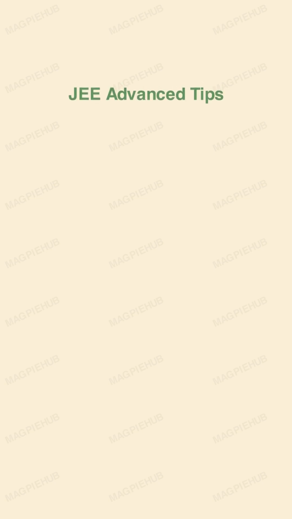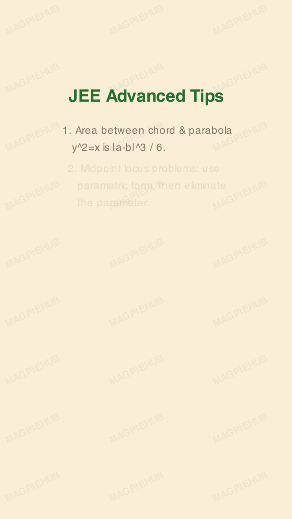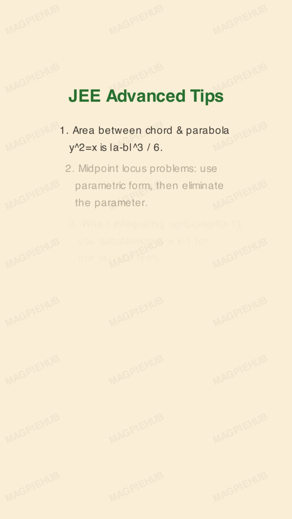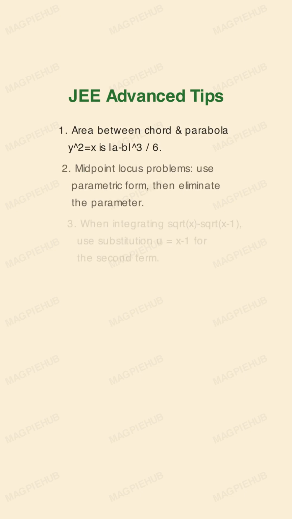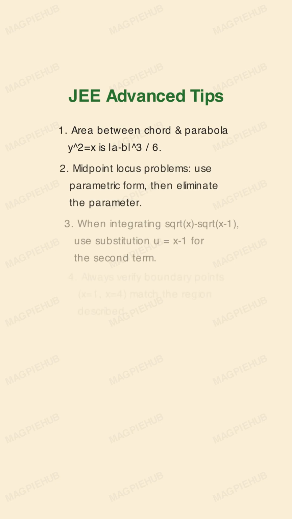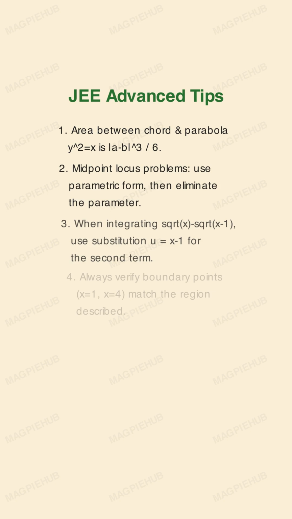Here are some exam tips. First, the standard area between a chord and the parabola y squared equals x is the absolute value of (a minus b) cubed divided by 6. Memorize this formula. Second, for midpoint locus problems, always use the parametric form of the curve, then eliminate the parameter to get the locus equation.